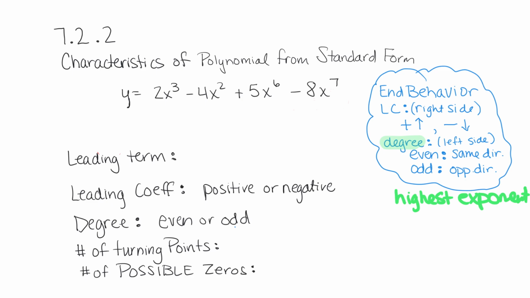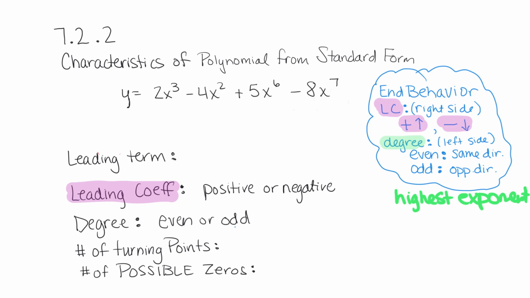Okay, the LC, which I call the leading coefficient. I just have abbreviated it, but LC just stands for leading coefficient. Well, the leading coefficient, if it was positive, remember that right side went up, and if it was negative, the right side went down. So you're going to start there. You're going to determine what the leading coefficient is telling you happens on the right side, and then you're going to look at the degree, because the degree is going to tell you what happens on the left side.